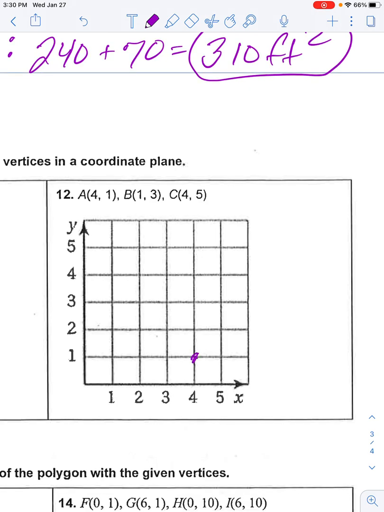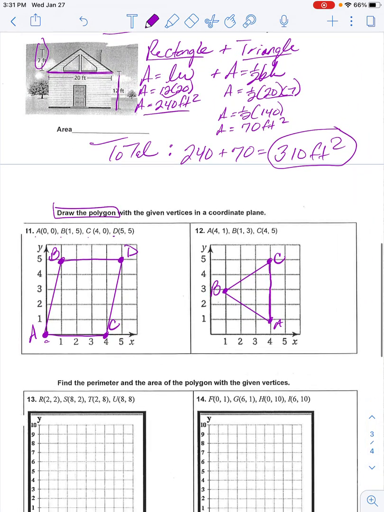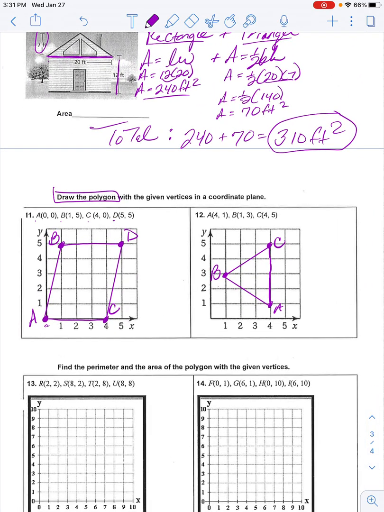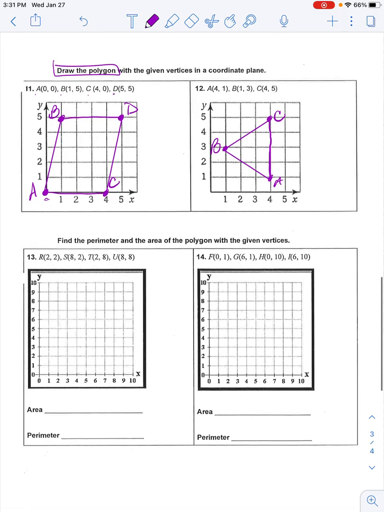Number 12, 4, 1, to the right 4, up 1, label it with an A. 1, 3, to the right 1, up 3, label it B. 4, 5, to the right 4, up 5, label it C. So we have a triangle. Again, label it ABC and connect your dots tomorrow.